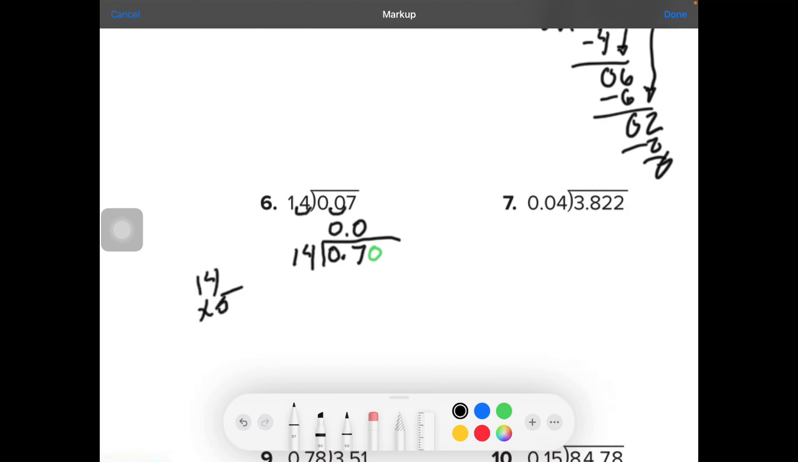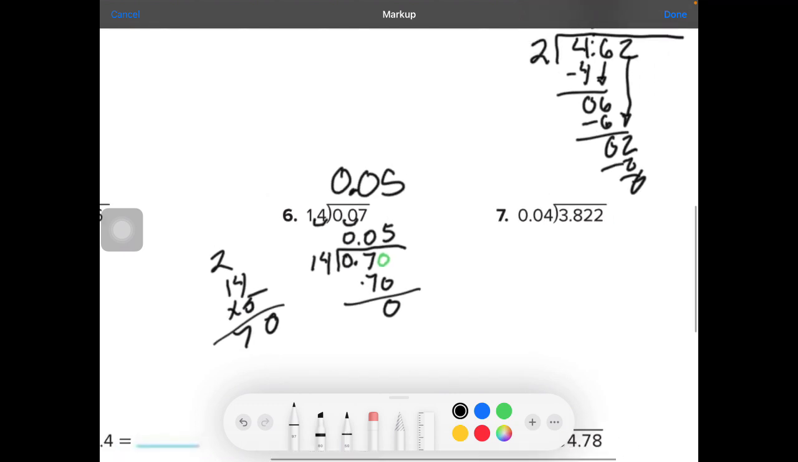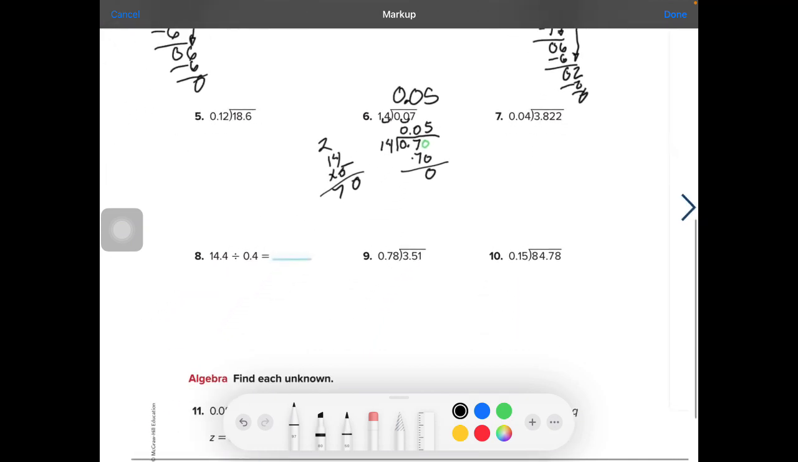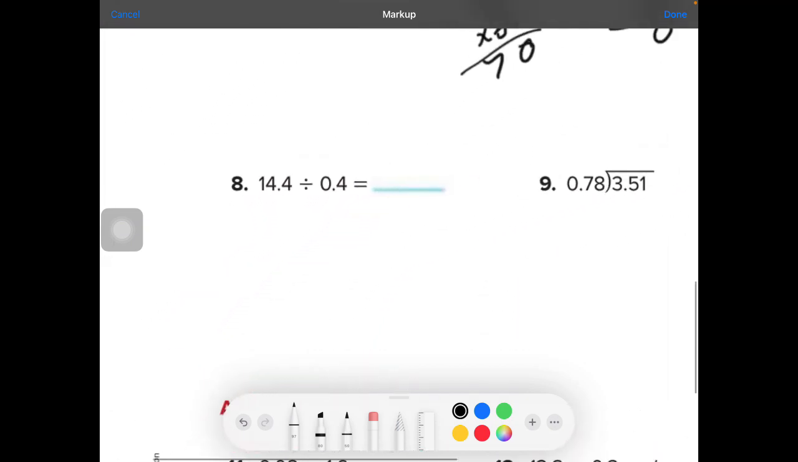Now, will 14 go into 70? Let's go ahead and see. Let's do 14 times 5. 5 times 14 is 70. 70 minus 70 is 0. So then our answer is going to be 0.05. Make sure you get that decimal point in there. That one was tricky.